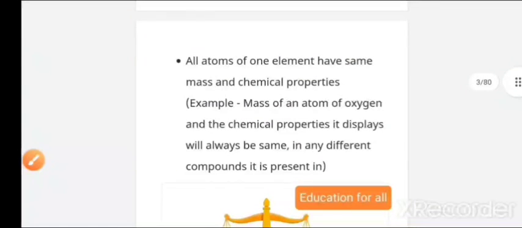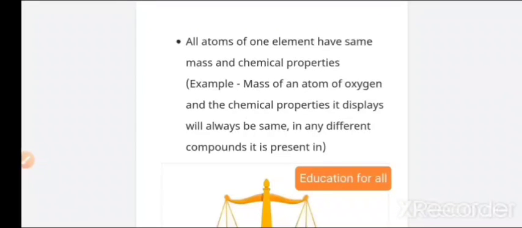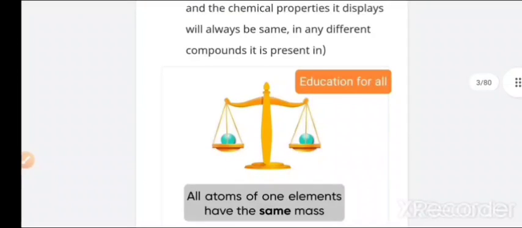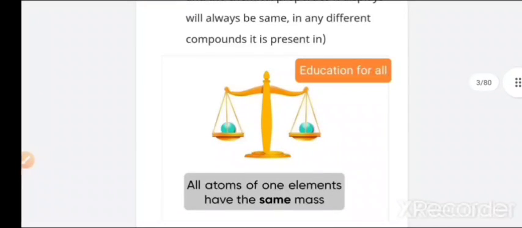All atoms of one element have the same mass and chemical properties. That means all the atoms of an element have the same mass number and the same chemical properties. This is the figure showing that all atoms of one element have the same mass and the same chemical properties.